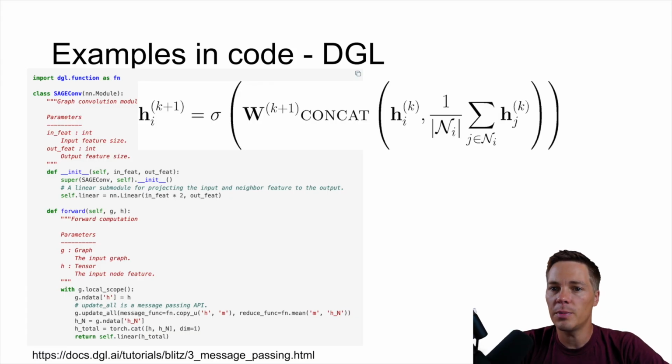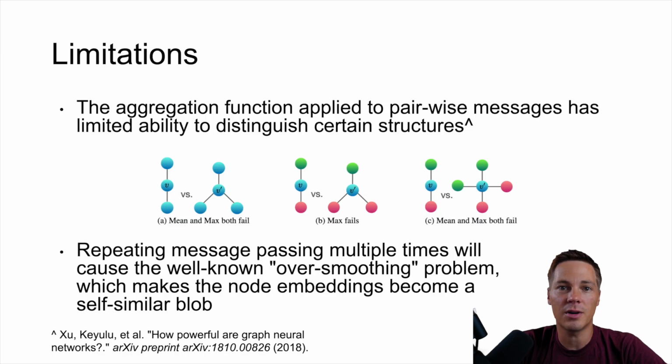I was planning to stop here, but I thought it would be a good perspective to wrap up with some limitations, because while this is a very powerful framework and describes many of the architectures that currently exist in GNNs, it's not without drawbacks. So, for example, the aggregation function we talked about. Well, different choices of that lead to different expressive powers that are possible.